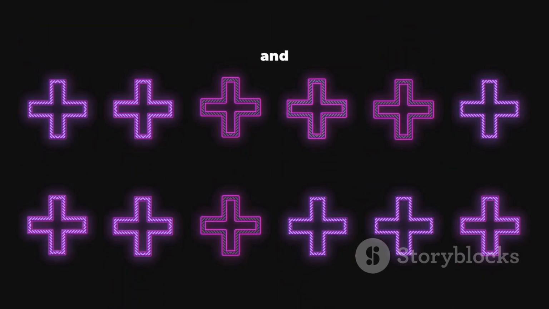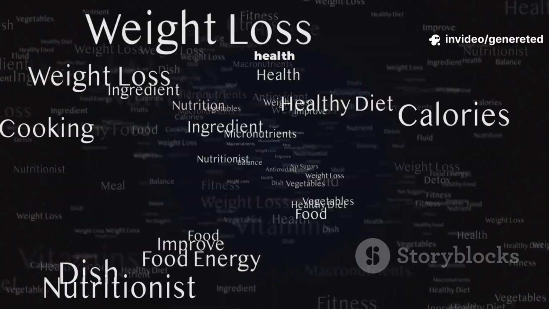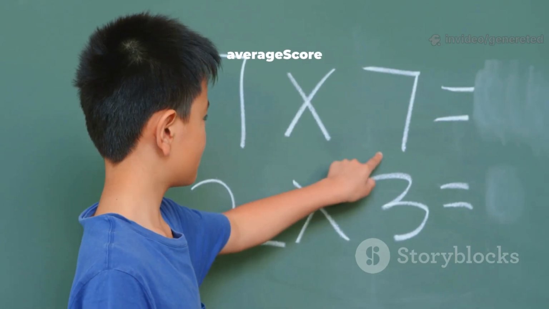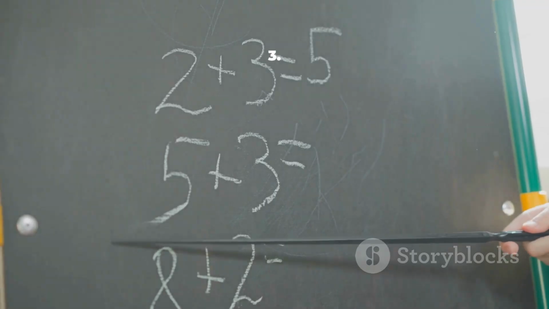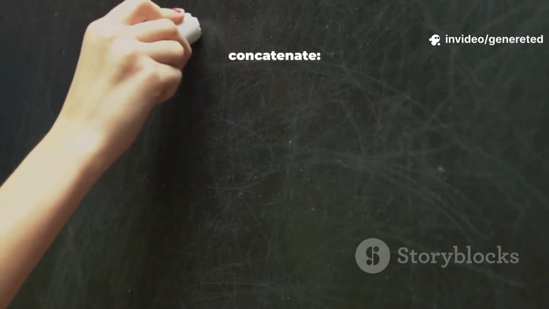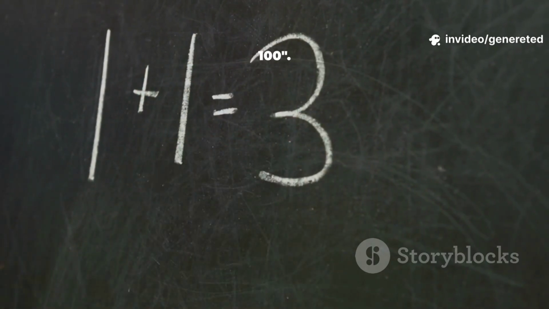Operators let you do math and logic with variables. Plus, minus, example: score = score + 50. health = health - 10. total cost = price * quantity. average score = total score / 3. Be mindful of data types. Adding numbers to strings may error or concatenate. score + 100, score = 100.